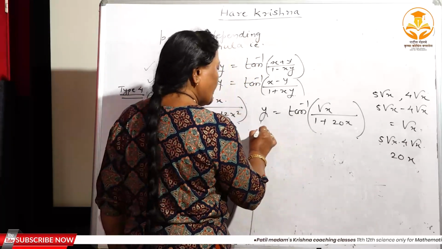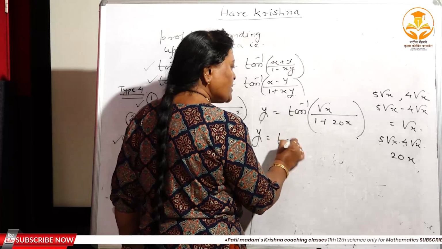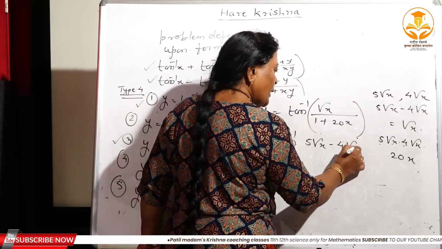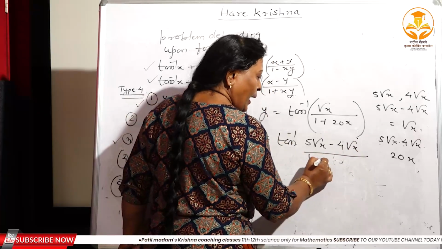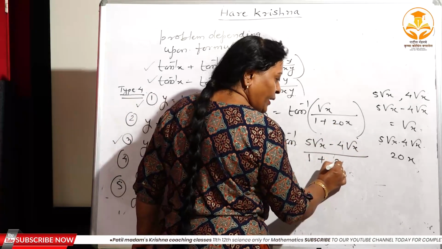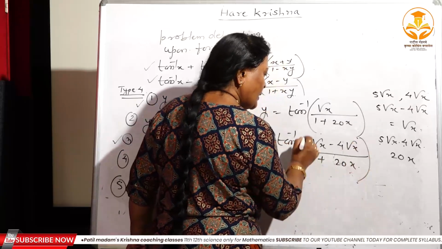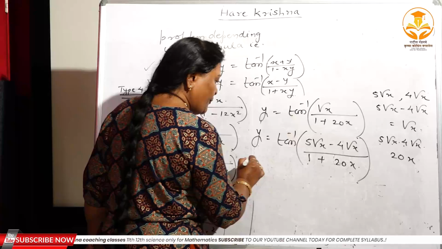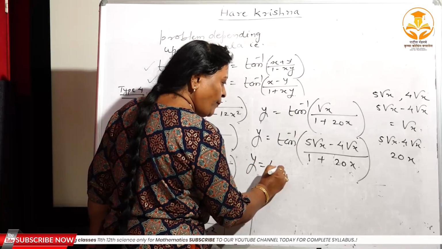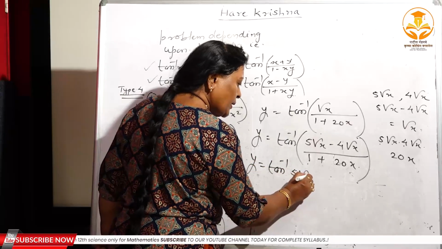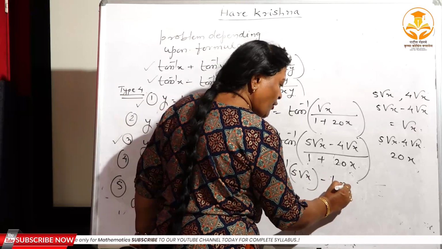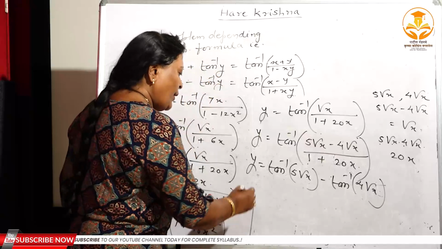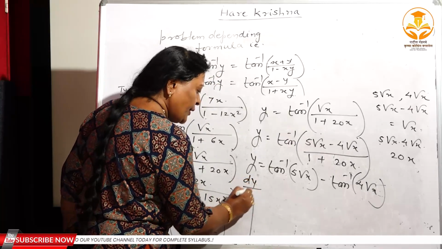So here very simple again, tan inverse root x you can write as 5 root x minus 4 root x. Here 1 is already there, and this you can write as 20x, isn't it? 1 is strictly there, the multiplication of the two terms is there, therefore directly the simplified form is tan inverse of 5 root x minus tan inverse of 4 root x, isn't it? Now again differentiate.